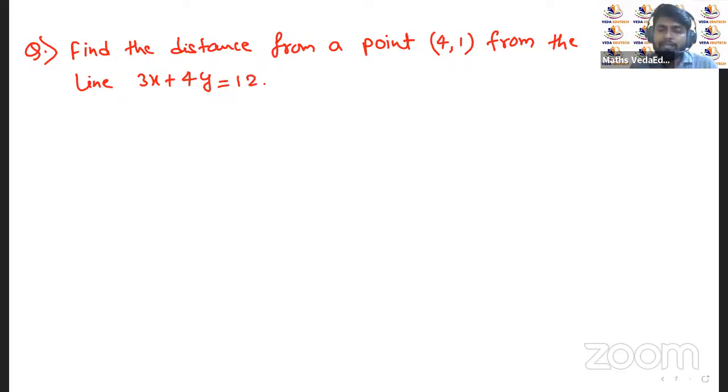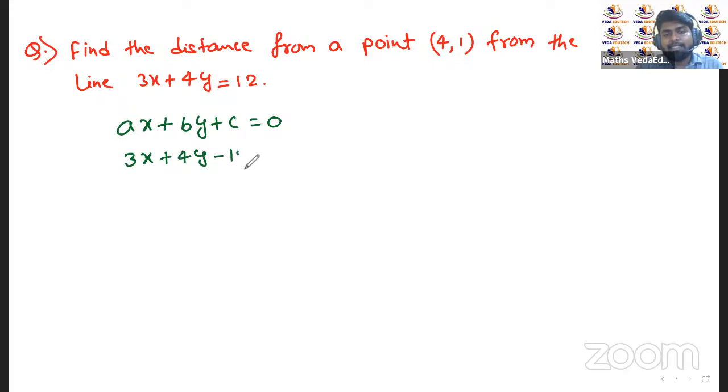What we need to do here first is make it in the general form, that is ax plus by plus c equal to 0. We need to form this equation in the standard form. We need to take this 12 to the left hand side. So it will become 3x plus 4y minus 12 equal to 0.